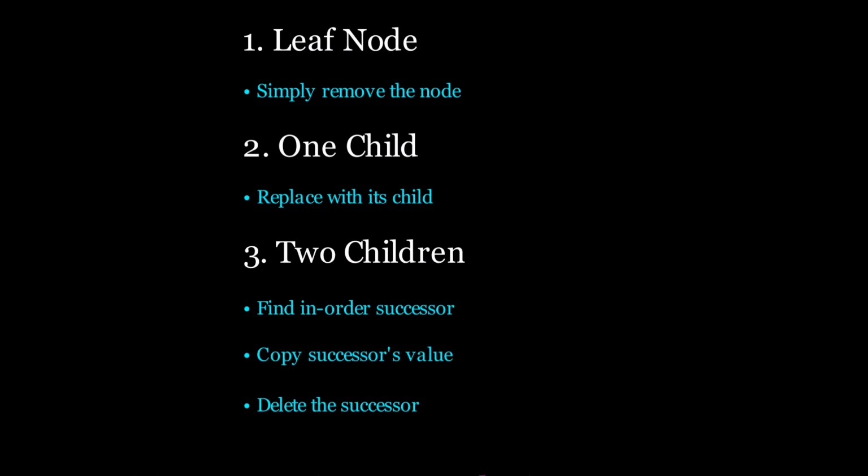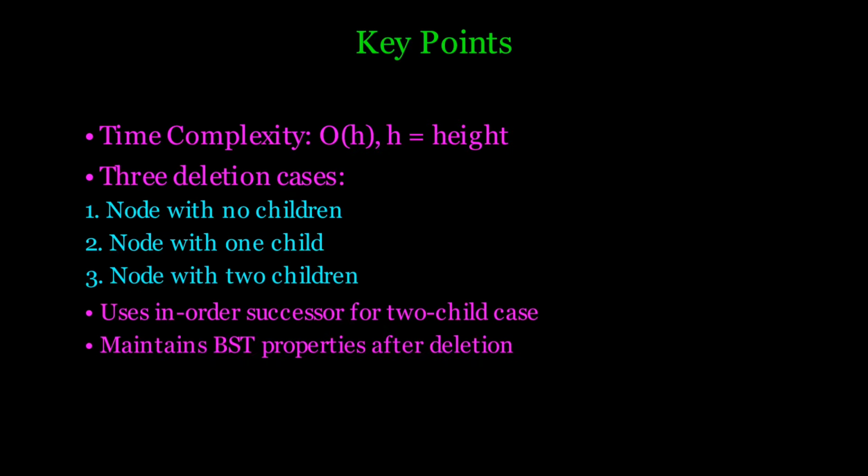So let's recap what we have learned. Deleting a leaf node is straightforward, just removing it. Deleting a node with one child involves replacing it with its child. And deleting a node with two children requires finding the in-order successor and reconstructing the tree. The time complexity is O(h), where h is the height of the tree.